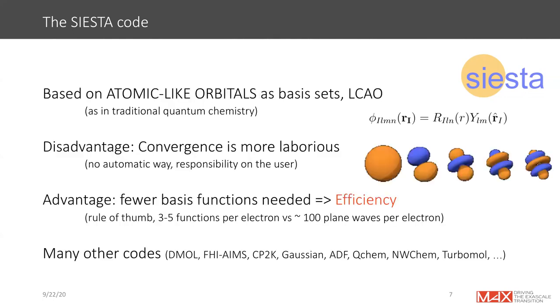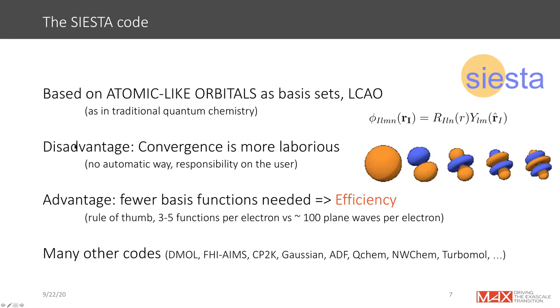The Siesta code is based on atomic orbitals used as basis sets, which is very conventional, for instance, in traditional quantum chemistry. It's nothing new. These atomic orbitals are functions that are the product of a radial shape and an angular shape. The angular shape is just spherical harmonics of the kinds you're probably familiar with, s, p_x, p_y, p_z, and so on and so forth. The radial shapes I will come back to in a moment.